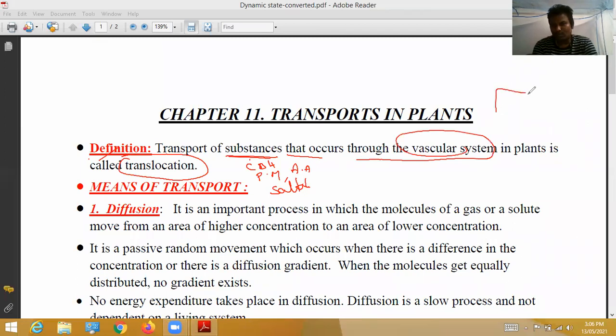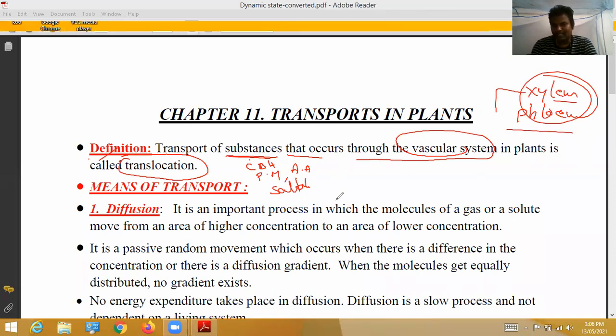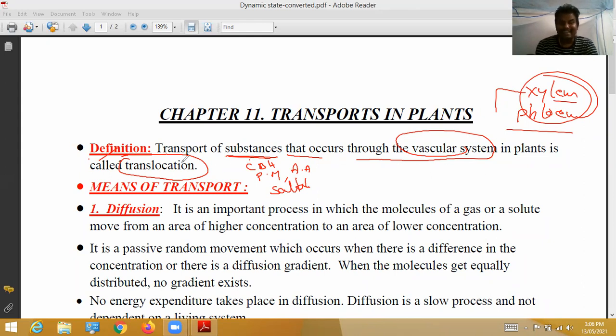Vascular system in the sense of what? Xylem and phloem. Vascular system means through xylem and phloem. So various kinds of substances are transported in plants. This phenomenon is called translocation. Translocation and transportation are all the same, different synonyms. Transportation, transfer, translocation, that's all. So that is the first definition.